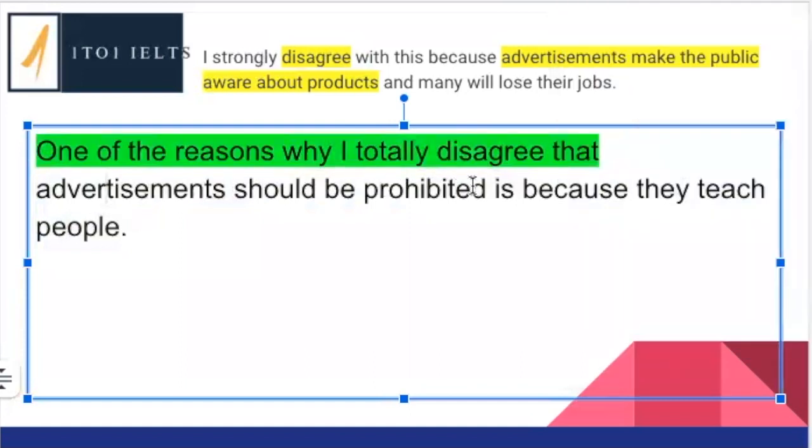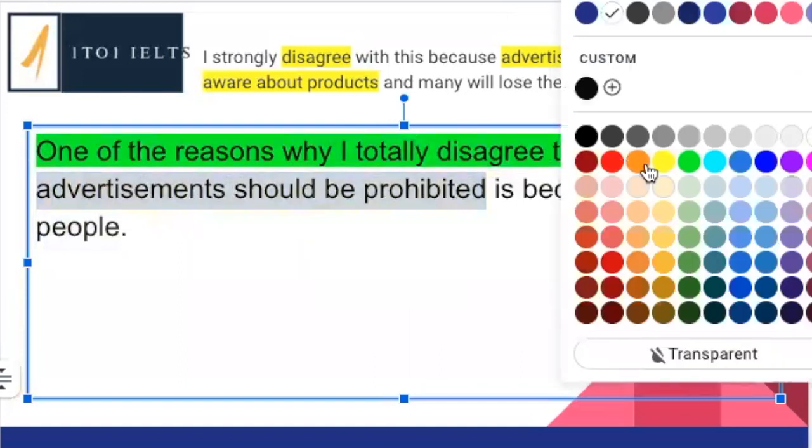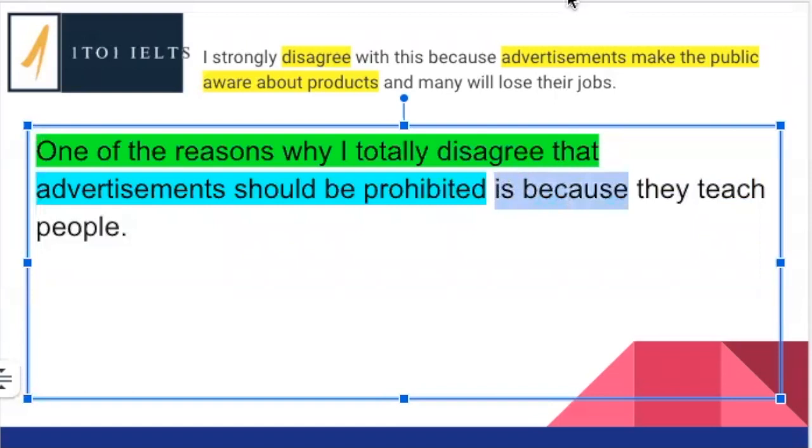Advertisements should be prohibited. We've got part 2, is because. We have part 3. And after this is because we're giving an idea. So a complete idea in English, that is basically what a sentence is, or a clause. So we want to be writing clauses, not noun phrases. The subject, verb, object. So here, we've definitely got an idea. So we've got the 4 parts.